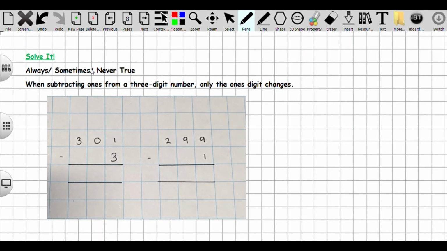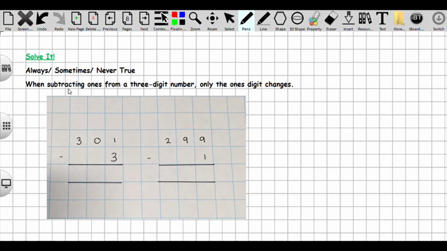Always, sometimes, never true. When subtracting 1s from a 3-digit number, only the 1's digit changes. Now this is quite a nice question. It's quite open, okay, and it will require you to think. Now you don't have the same as me. I think you have a 4-digit number. But if you listen, you'll notice the similar answer.